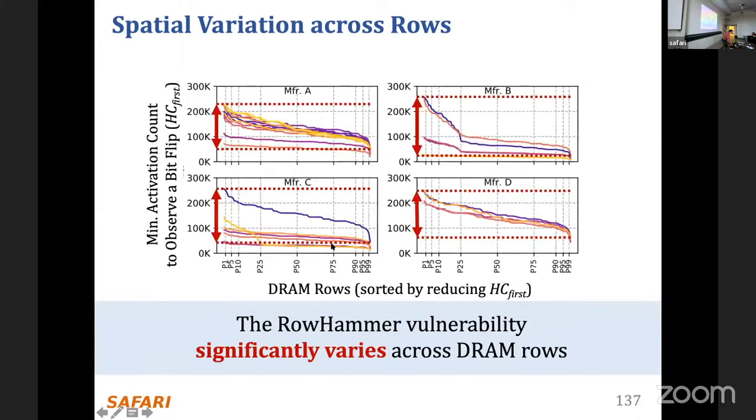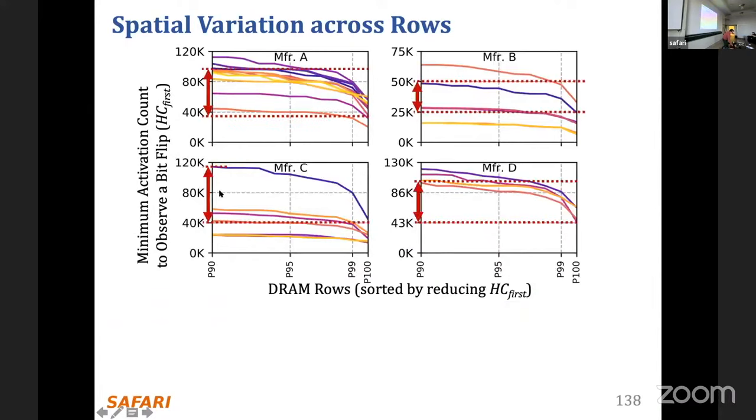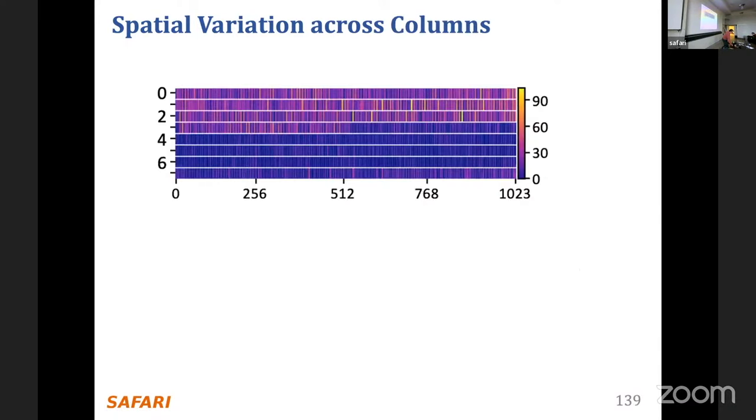Across DRAM modules, there's a big variation also. So these are different manufacturers. They all see a huge variation. Some rows are very vulnerable over here. Some rows are not so vulnerable over here. Okay, there's more data on this, and you can see more details. Again, I'm going to skip this because I gave you the major observation.